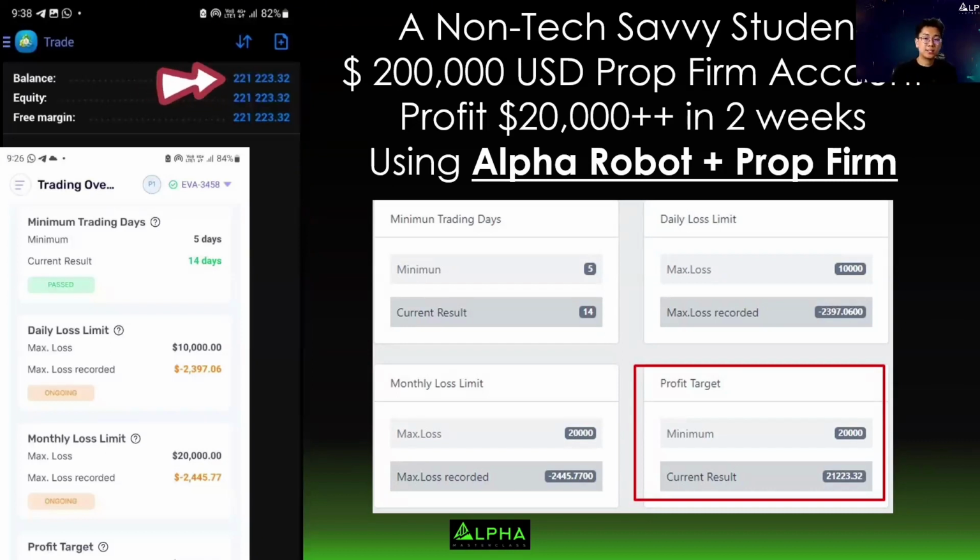Alright, so that guy just now is quite a non-technical savvy person, right? He can still achieve a 200,000 prop firm account and profit 20,000 in just 2 weeks using a robot. Meaning that regardless of whether you are a very technical person or not, it doesn't matter. It's all very possible for you guys.